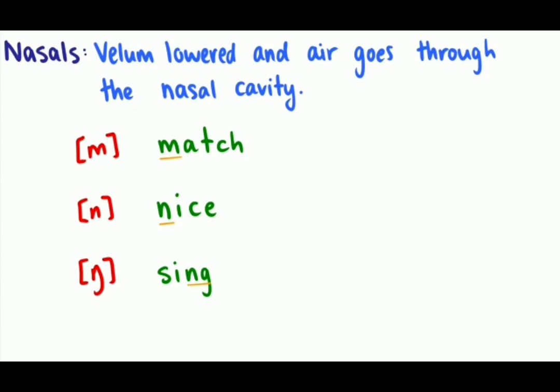So these are nasals. Why? Because they go through your nose, so they're nasals. And there are only three in English. Sometimes, depending on the word, you may have three variants or four variants.